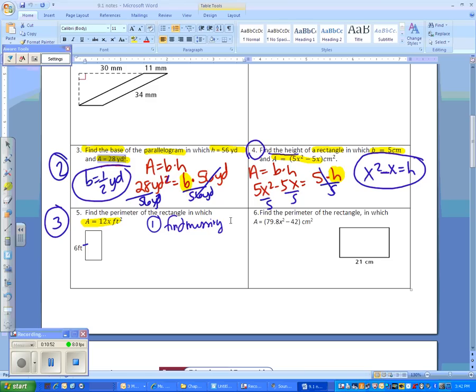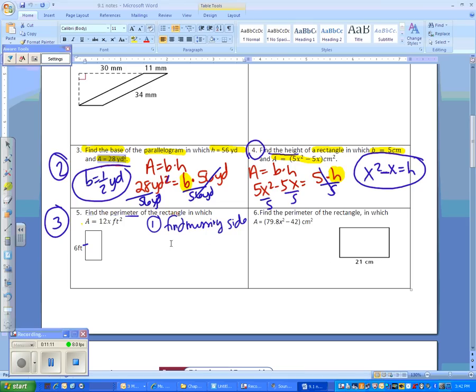And the reason why we want to find the missing side and do just what we did in this second type of example is because I want you to then take it a step further and tell me what the perimeter is. So I'll do this one with you, and then you guys can definitely do number 6 on your own. Okay, so the first thing we want to do is find the missing side.